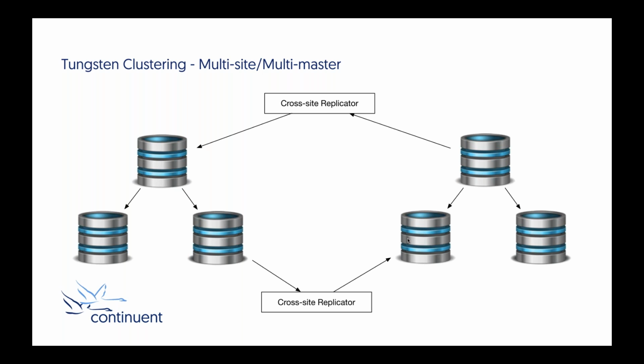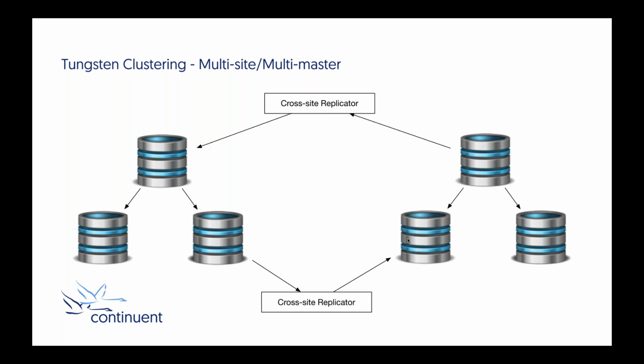Now those two clusters are independent. But what we always used to have is this notion of the multi-site multi-master scenario. The way this operated is that at the two sites, New York and San Francisco, East and West, in addition to the clustering software, we would also install a separate Tungsten Replicator instance. The Tungsten Replicator would replicate data from East to West, and then also replicate data from West to East.